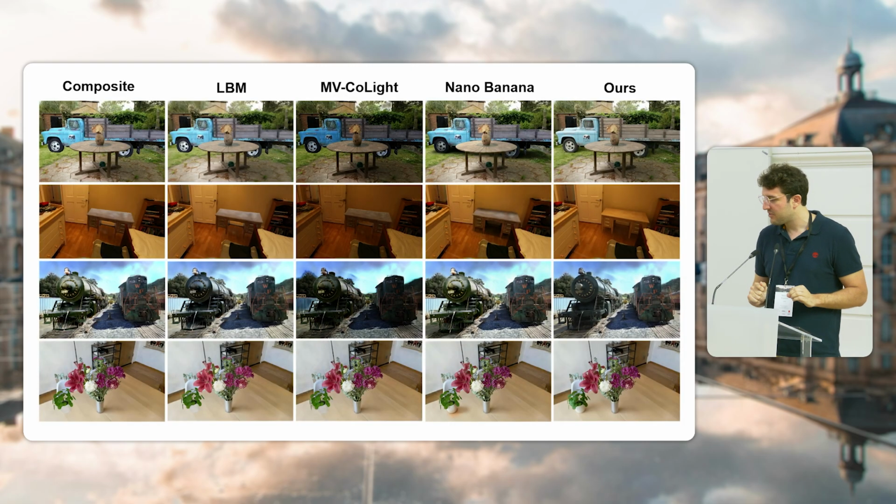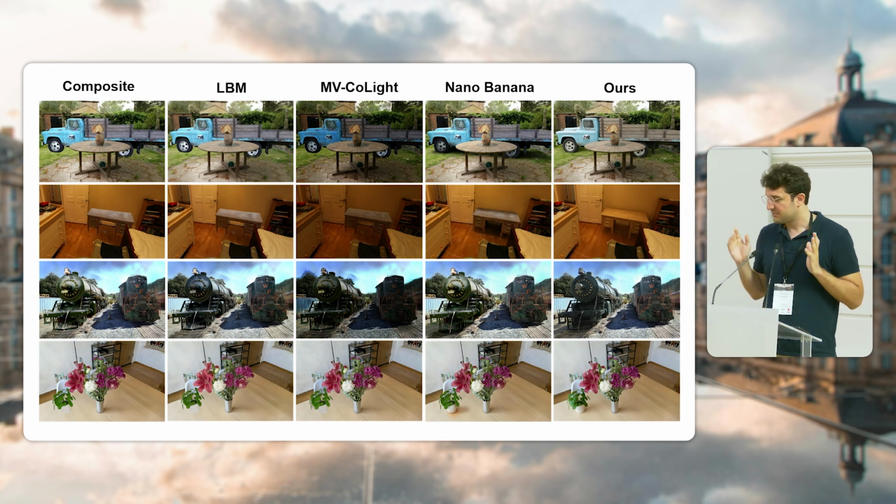These are some comparisons with other harmonization methods. So we have LBM, which is latent bridge matching. The main issue with them is that they struggle to actually get the shadows under the objects, making it look unrealistic. MB Collide has an issue with out-of-distribution scenes. They were trained on their synthetic dataset and lower resolution, and they struggle with this. And Nano Banana actually adds the shadows, but you can see, for example, in the truck, the shadow is super strong and it doesn't really match the rest of the scene.